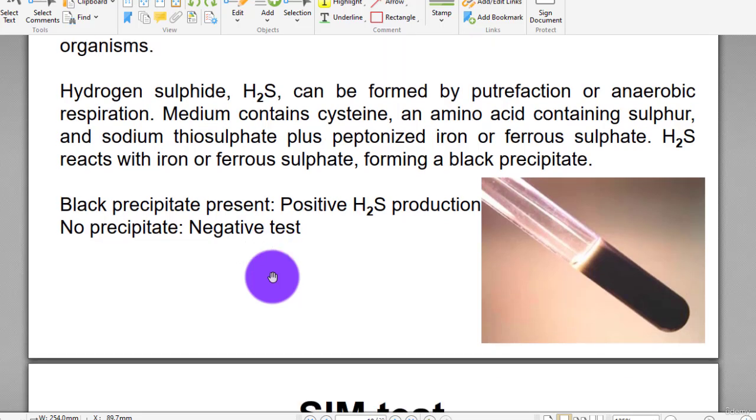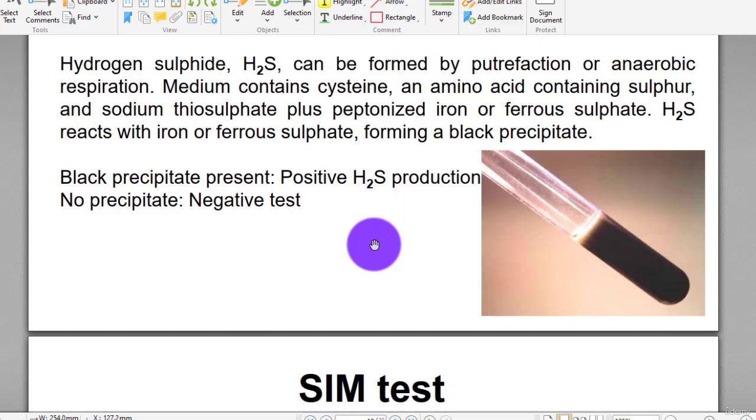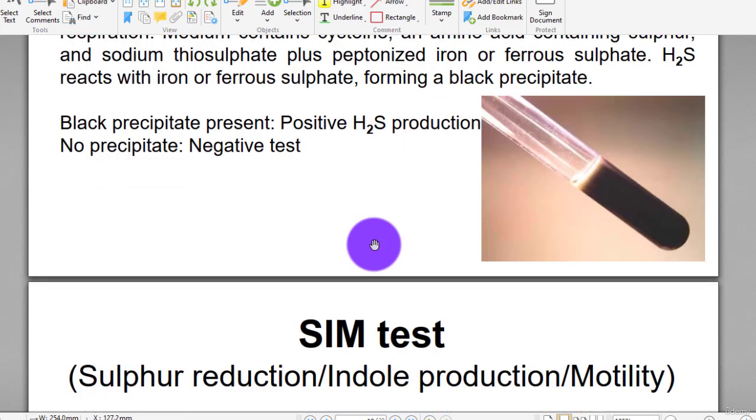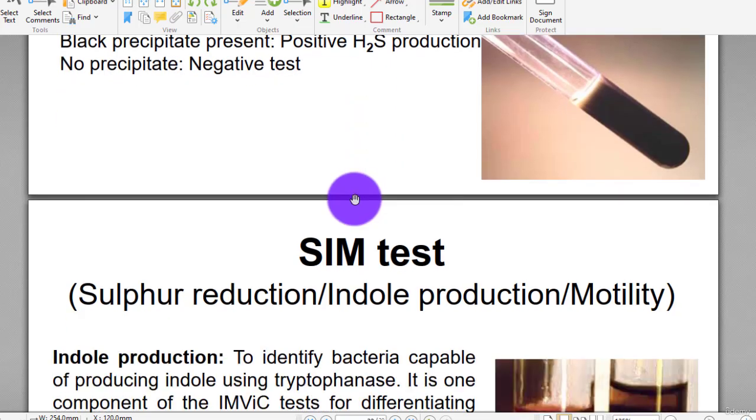Medium containing cysteine, an amino acid containing sulfur, and sodium thiosulfate plus peptonized iron or ferrous sulfate. H2S reacts with iron or ferrous sulfate, forming a black precipitate. Black precipitate present is positive for H2S production. No precipitation is a negative test.